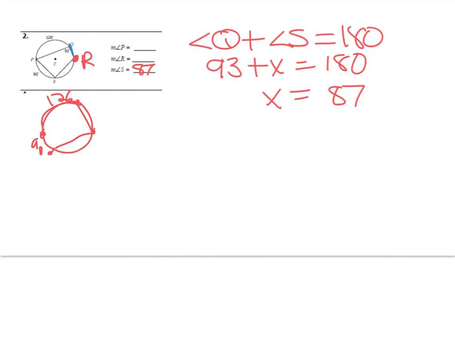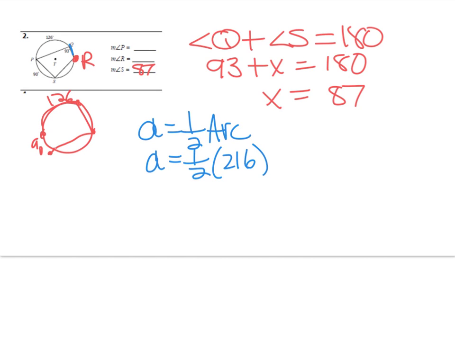The angle is equal to half the arc, so we're bringing in the previous skill with this one. The angle, which is what we don't know, is equal to half, and the arcs are 126 and 90. So that adds up to 216. The angle is equal to half of 216, so it is 108 degrees. I go ahead and write that in: R is 108.